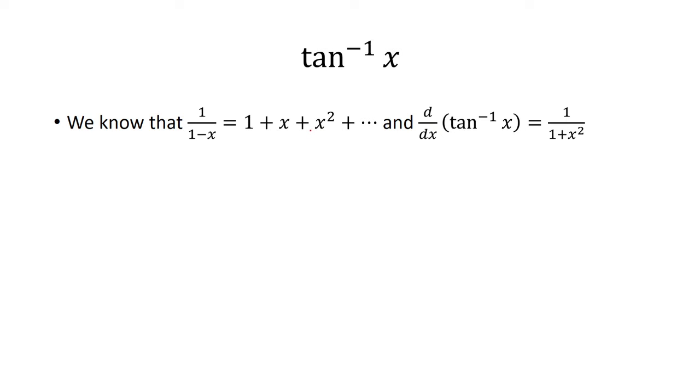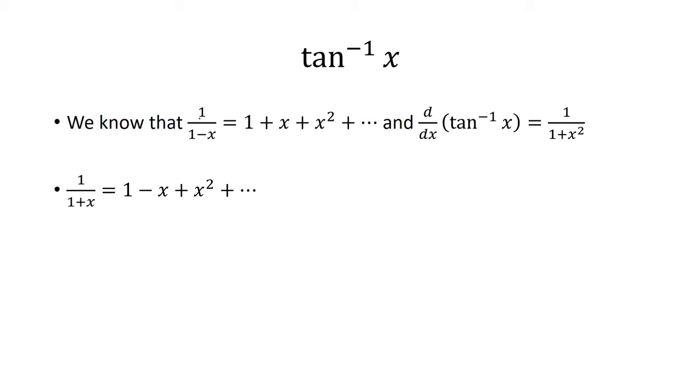The other piece of information we need to know is that the derivative of inverse tangent of x is 1 over 1 plus x squared. So our goal here is to start with 1 over 1 minus x, a couple of steps after end up with 1 over 1 plus x squared, and then end up with inverse tangent of x. Okay, so think of this as a starting point, and here is the end point.